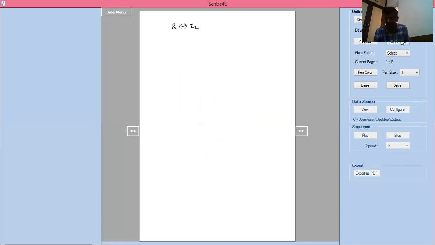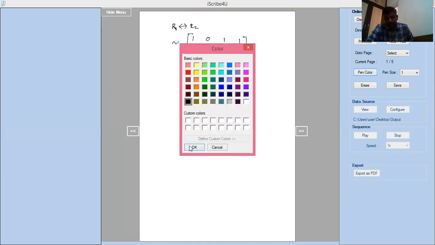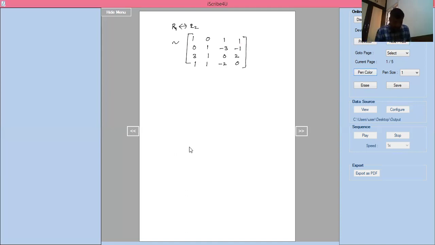If you interchange R1 to R2 and R2 to R1, we will get the form: 1, 0, 1, 1. Next row 0, 1, minus 3, minus 1. Then 3, 1, 0, 2. Then 1, 1, minus 2, 0. This is the matrix. In this matrix, you can identify the principal diagonal elements. This is the principal diagonal element.